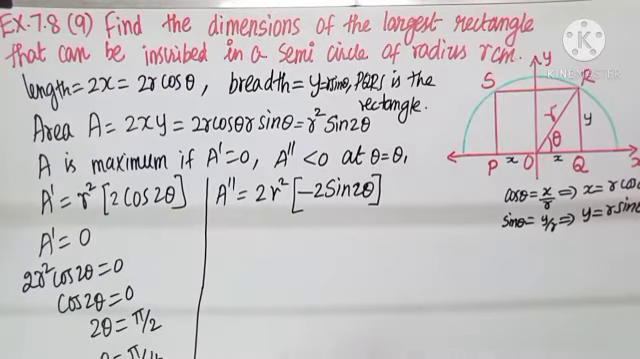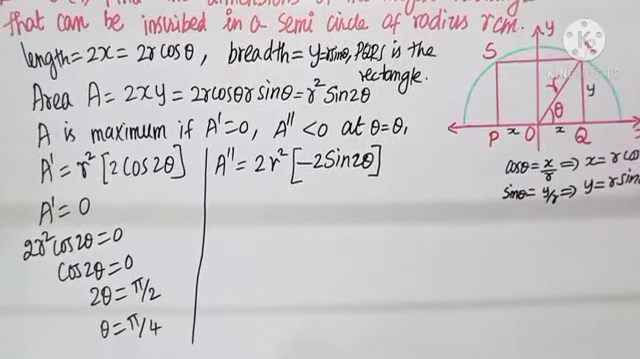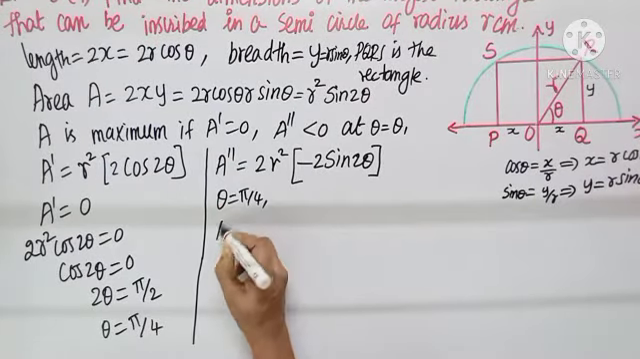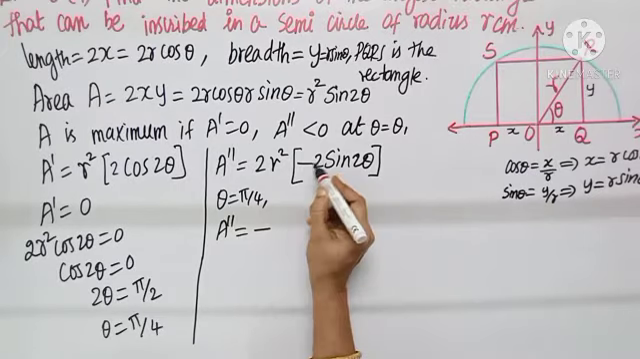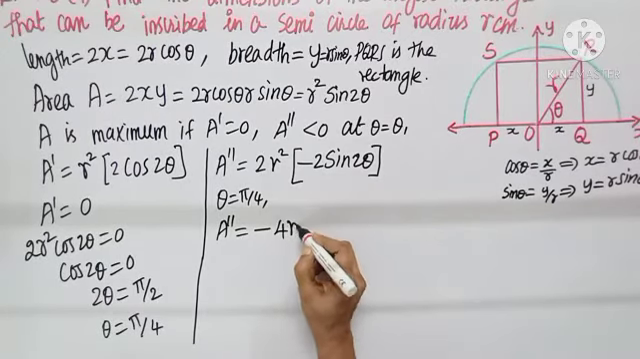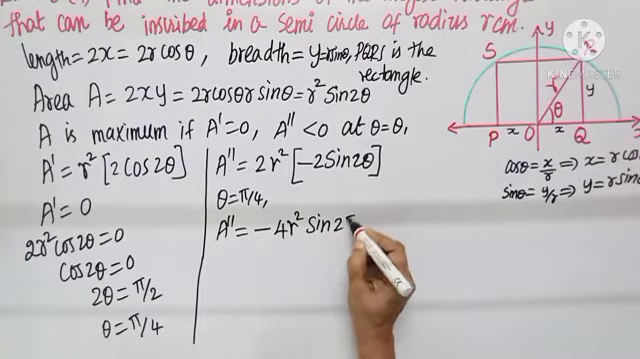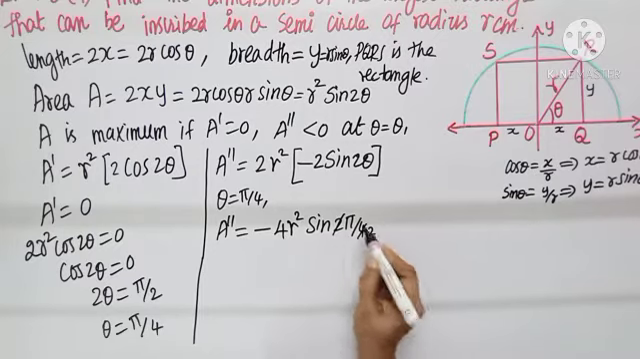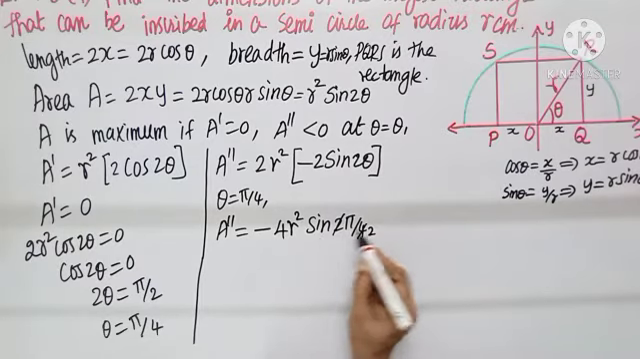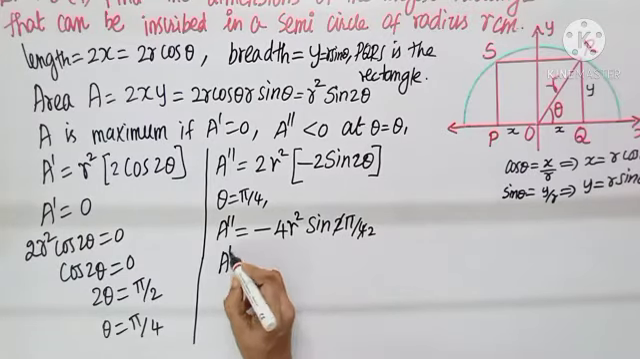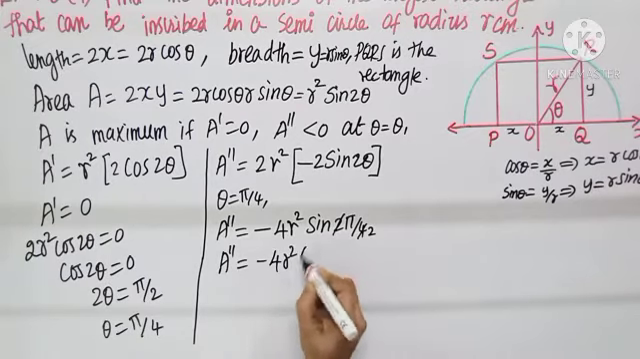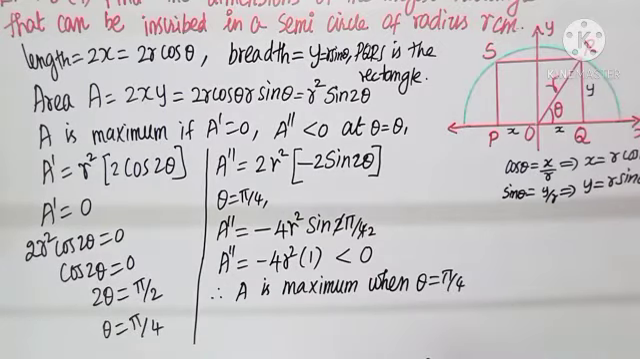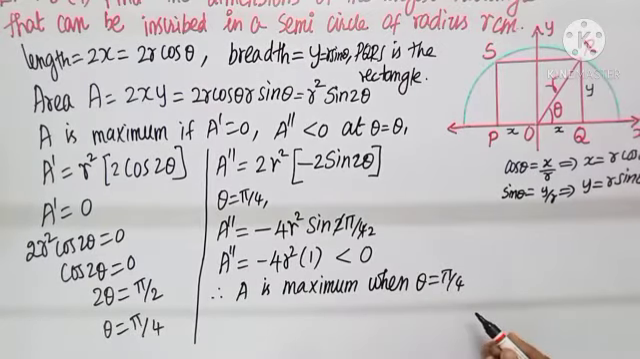Once I know theta is pi by 4, put it back in the second derivative. Theta equals pi by 4, A double dash is minus 2 into 2, 4, r square sin 2 pi by 4. 2 cancels, pi by 2 is 90, sin 90 is 1. So I get A double dash is minus 4r square into 1, which is less than 0. A is maximum when theta equals pi by 4.